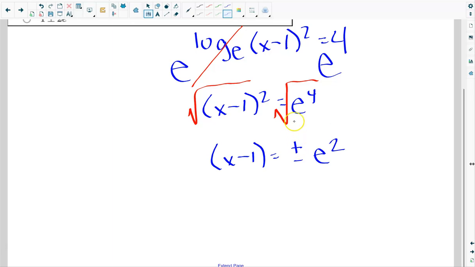Why? Because if you take positive e squared times positive e squared, you get e to the 4th. If you take negative e squared times negative e squared, you get e to the 4th. I will admit this one was tougher than what we practice. But again, you guys have these tools. And lastly, you want to add 1 to both sides. And we have x equals 1 plus or minus e squared.